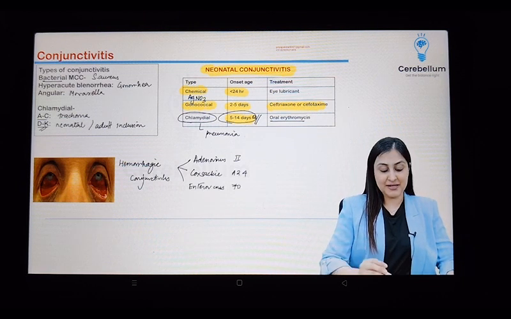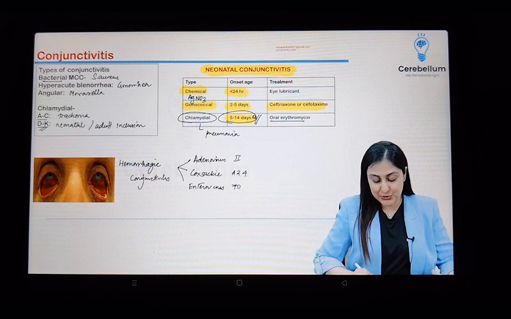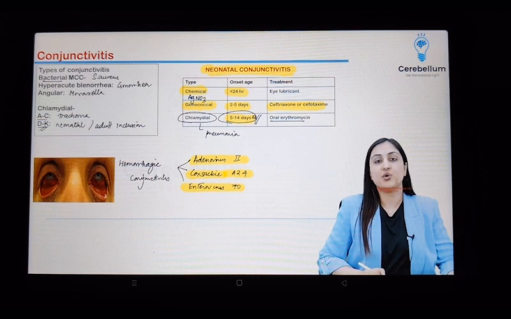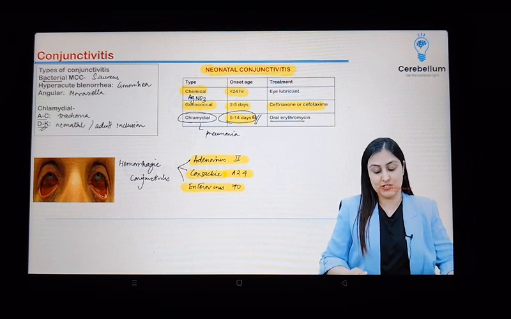How I remember this is by writing it again and again, and that's what you do. Coxsackie, A24, Entero 70, and Adeno 2. These are the causes of hemorrhagic conjunctivitis. Alright, these strains have been asked. That's why I'm stressing on it so much.